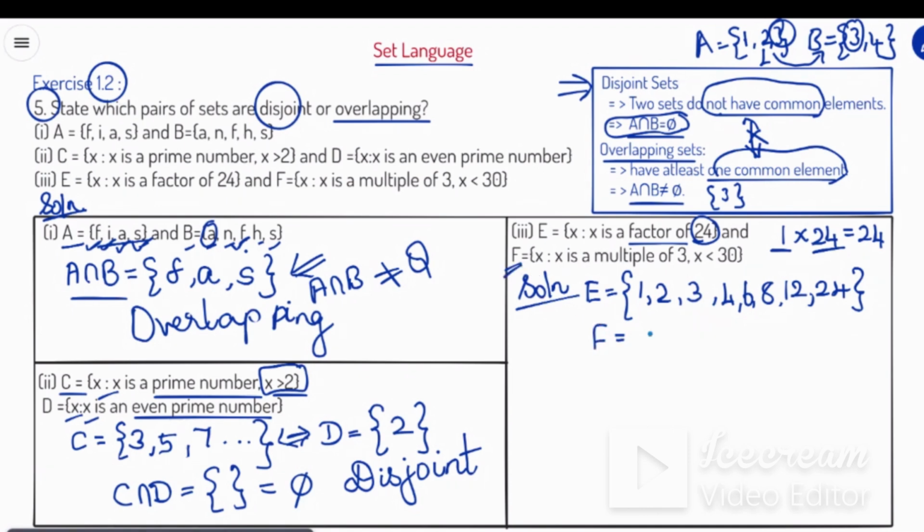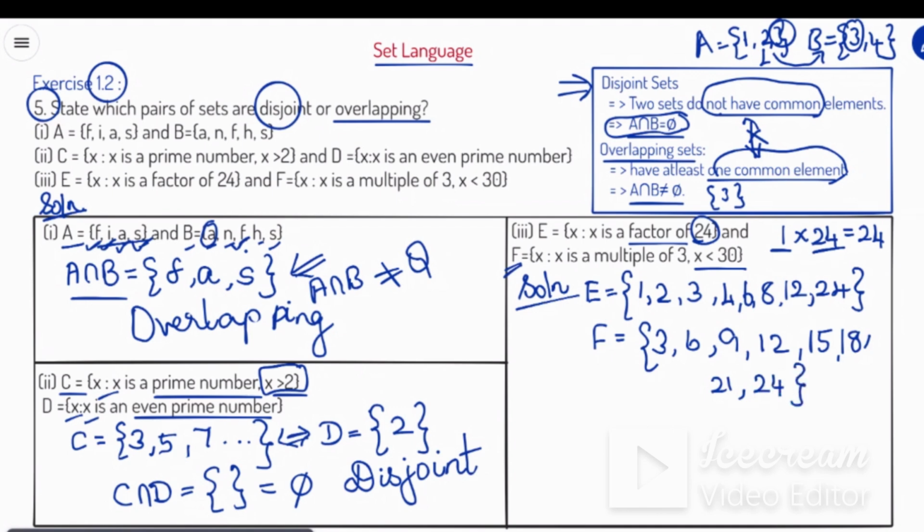F is equal to multiples of 3. If they stopped here, would it be a finite or infinite set? It will be an infinite set because it goes on. But they have given another condition, x is less than 30. So let us start writing the multiples of 3: 3, 6. It's nothing but the tables. If you say the tables, you'll get these numbers. 1 3 is 3, 2 3 are 6, 3 3 are 9, 4 3 are 12, 5 3 are 15, 6 3 are 18, 7 3 are 21, and 8 3 are 24.